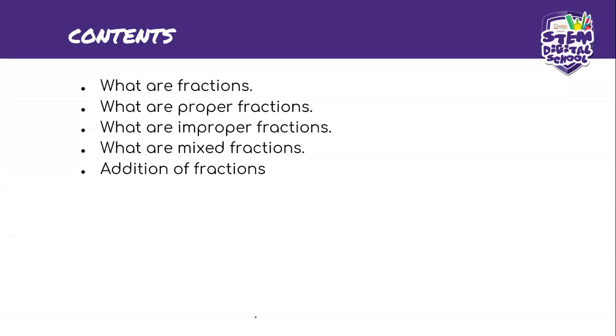So today what we're looking at is what are fractions, what are proper fractions, what are improper fractions, what are mixed fractions. And then at the end, we're looking at the addition of fractions. How do we add fractions? So let us start.